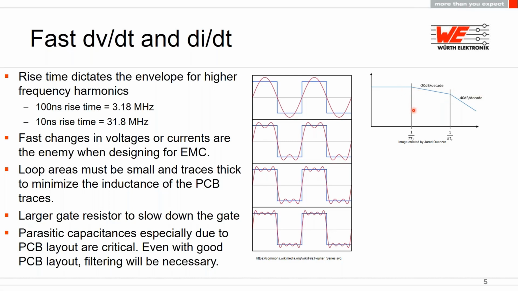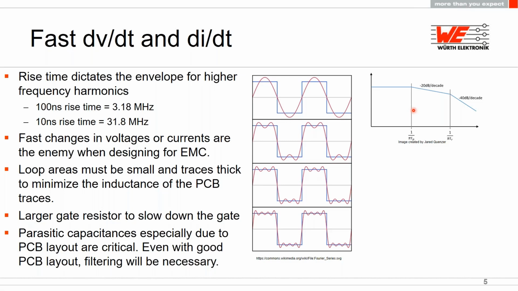This is one of the main reasons there's a rule that you've probably heard for EMI, that fast changes in voltage, dV/dt, or currents, dI/dt, are the enemy when designing for EMC. So to combat this, you must have loop areas that are small and traces that are thick to minimize the inductance of the PCB traces.